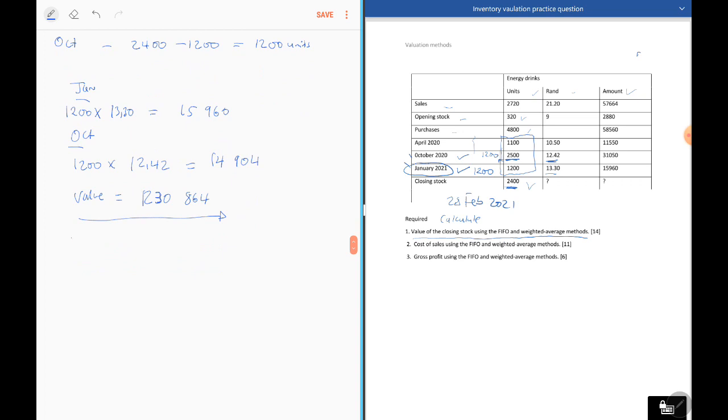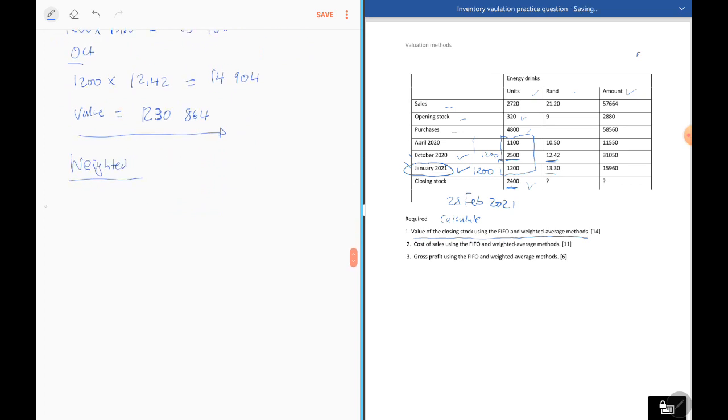Using weighted average, to get the value of closing stock you must first calculate the average cost price of each item, because we value the closing stock based on the average cost price of each item. How do you calculate the average? You say total purchases divided by total number of units of purchases.